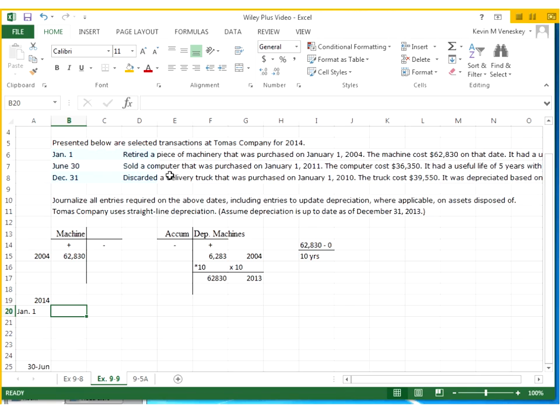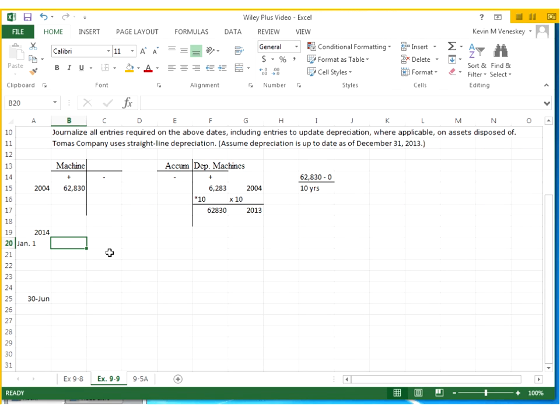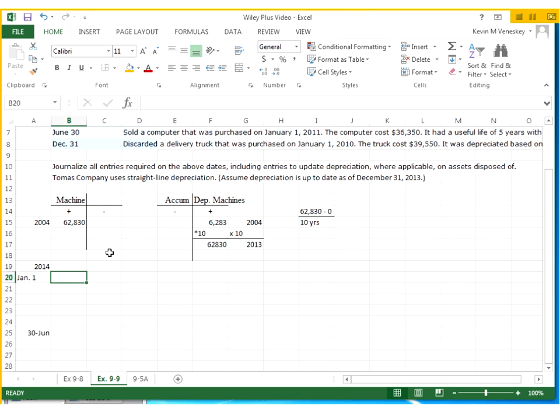It says in the problem here that I retired it, meaning I didn't get anything. So simply on this one, this was a real easy journal entry. If you ask the debit question, what did you get? Cash is 0, so I don't need to put it in there. Why did you get the cash? Well, it's because I got rid of my machine. It's no longer on my books. So I'm going to credit my machine and debit my accumulated depreciation.